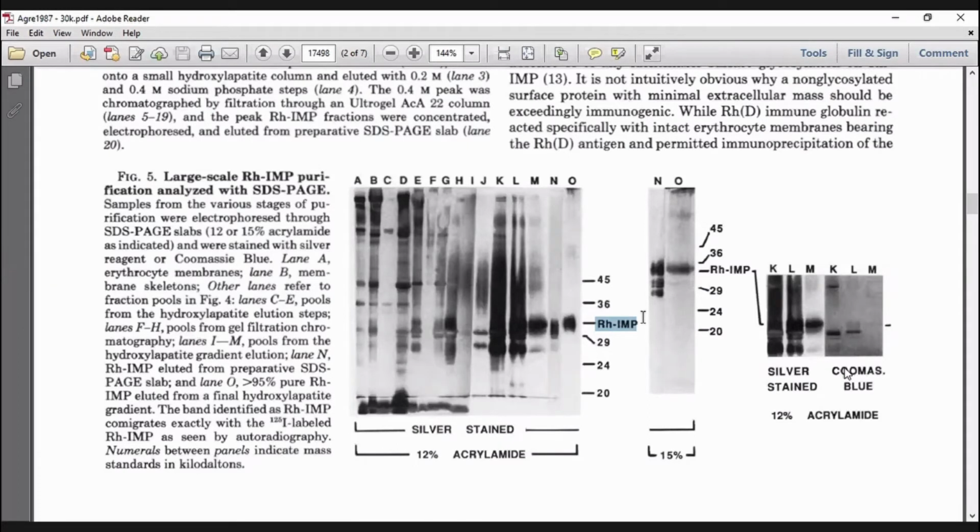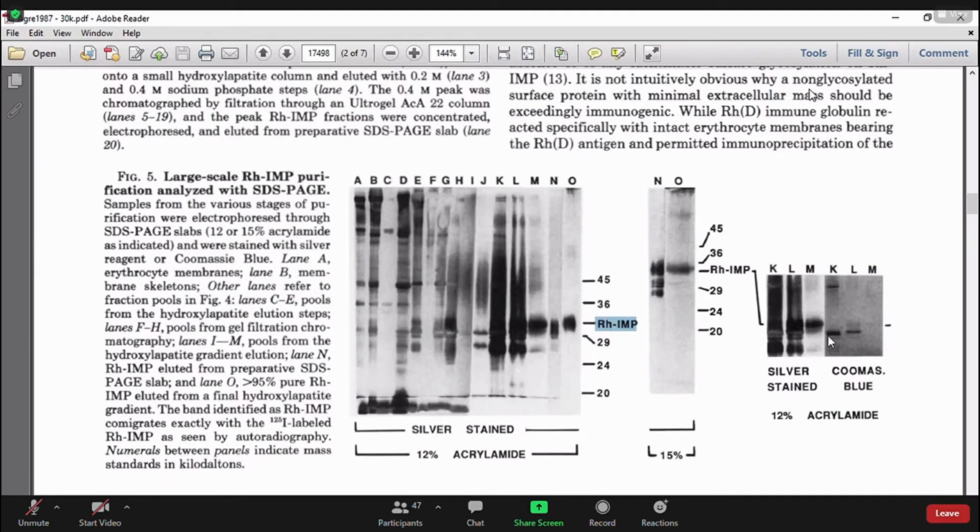Okay, go back to this paper. It's a very historical paper published in 1987. So this is what he discovered. This is the protein that he wants, around 30, RHIMP. But he saw a protein around 28 at the bottom, and there was quite a lot of it. Then when he stained the protein, you look at the right side: silver stain and Coomassie blue, which I just explained earlier. The difference is that Coomassie blue is less sensitive.